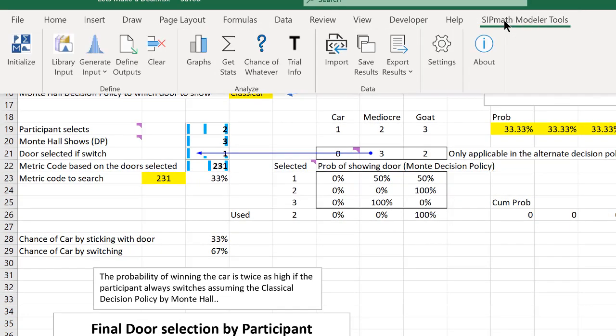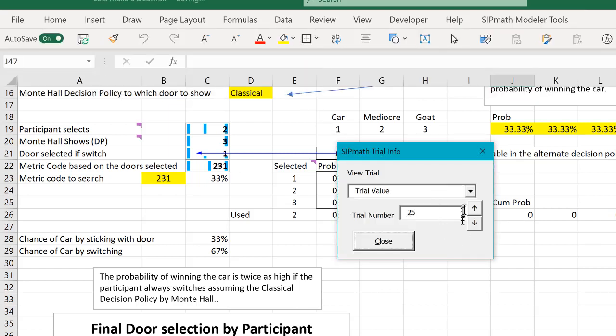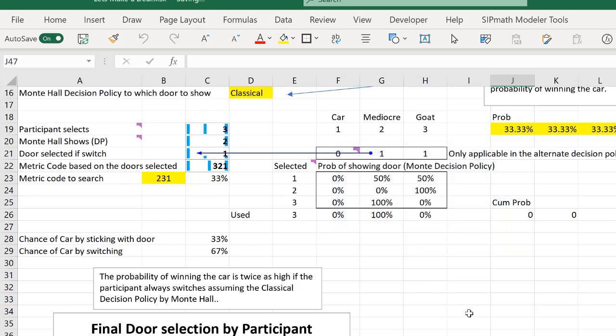So let's look at a different simulation here. We'll go to trial information and go up to another one. So here the participant selected 1. Monty showed him door 2. They always switched, so they went to door 3, so they got a goat. Here, this is the 2, 3, 1 again. Here's a 1, 2, 3, 1, 3, 2, 3, 2, 1. So the model is saying what did the participant select, what did Monty Hall show, and then which door was selected.